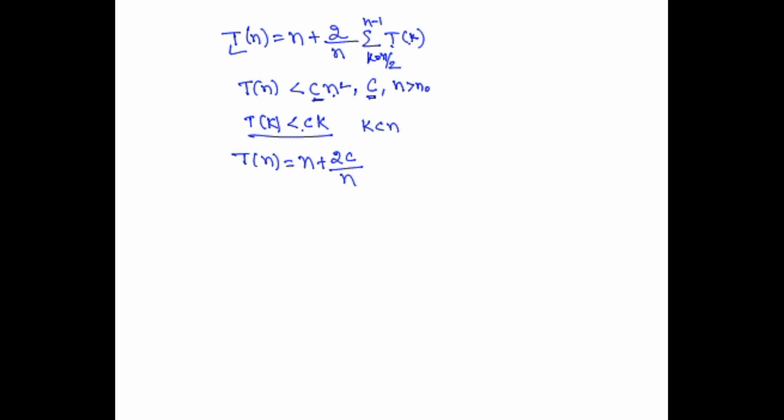So inside the summation, what you will have is k into c, but c is a common term which is independent of the summation. I can pull it out. So this is the sum of numbers from n by 2 to n minus 1. So this summation is smaller than or equal to n plus 2c by n times the sum of numbers from n by 2 to n.